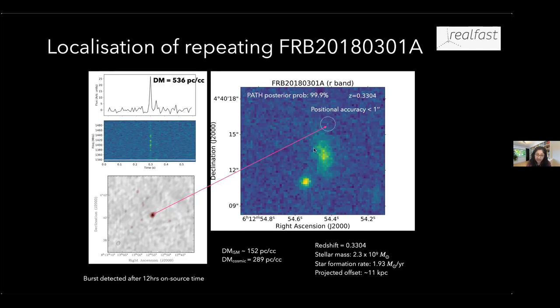The plot here shows the g-band Gemini image. The association is pretty secure with a PATH posterior probability of 99.9%. If you want nitty-gritty details about the localization and astrometry, please ping me on Slack. Here, I'm mostly going to concentrate on the properties of host galaxies.